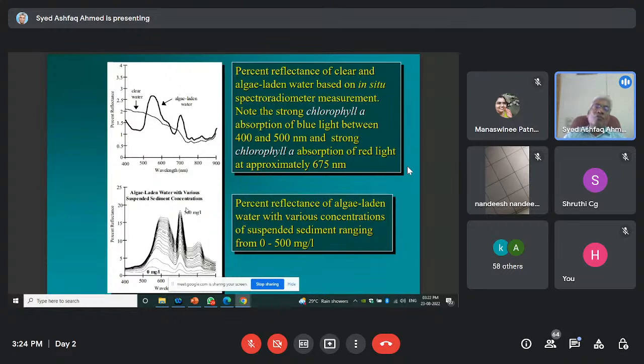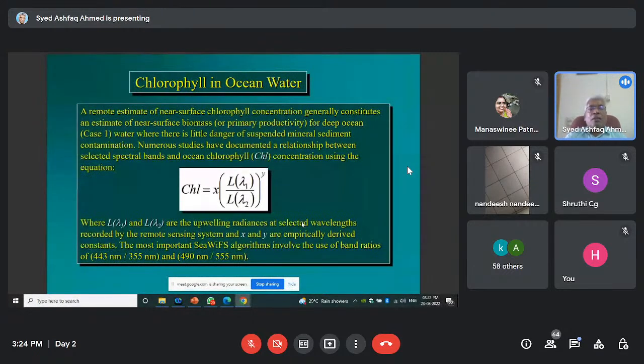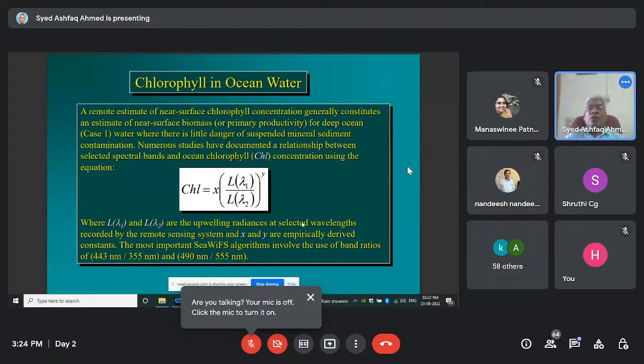And similarly, the chlorophyll. How do you estimate the chlorophyll contents within the water? We know the different wavelengths. We have seen the wavelengths, and we have different algorithms for this analysis. We have selected one small algorithm here. This is the wavelength here.